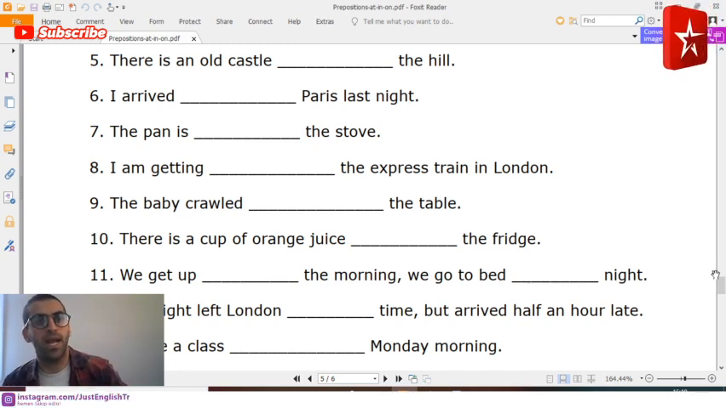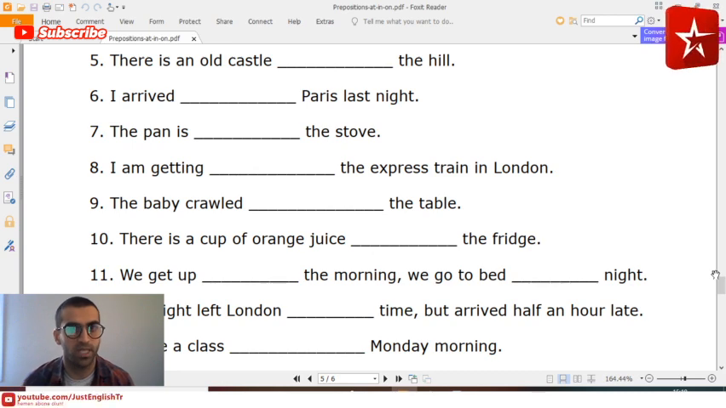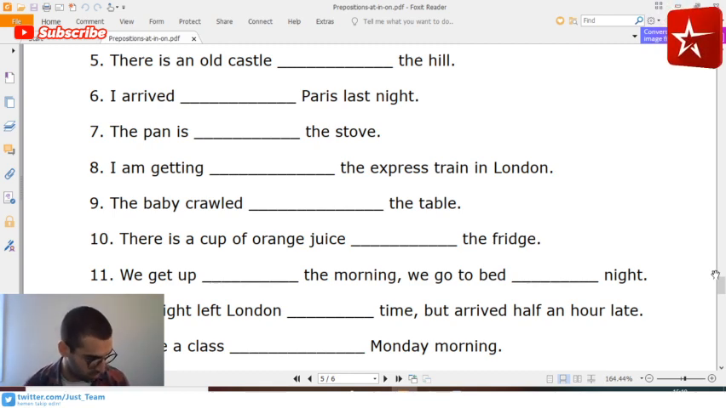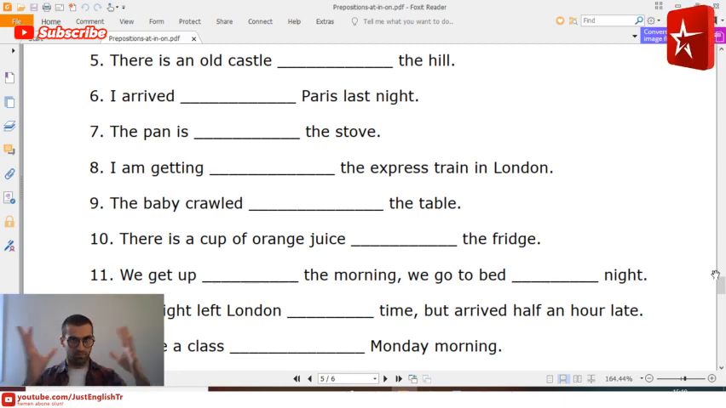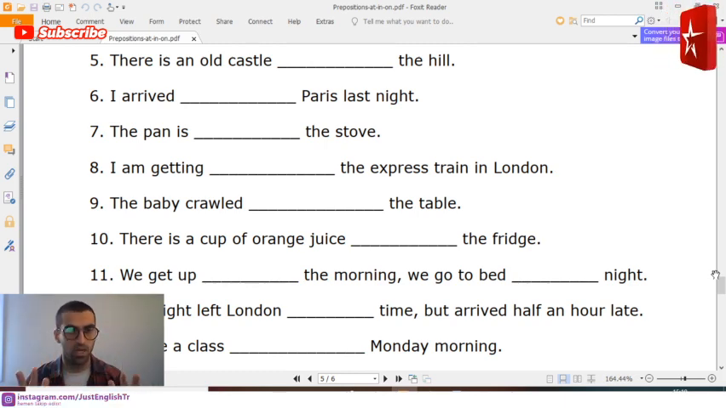Number 7. The pen is blah blah blah this stuff. Okay. Number 7, cümleye dikkat edelim. The pen ne olduğunu bilmiyorum. Yani bir şeyler yaptınız, yemek yapıyorsunuz onda. Pan tava mı oluyor? Kızartma tavası. The pen is blah blah blah the stuff. Yani bir şeyin içinde değil, üzerinde olması lazım. Yani stuff üzerine koyup bir şeyler yapıyorsunuz, pişiriyorsunuz.